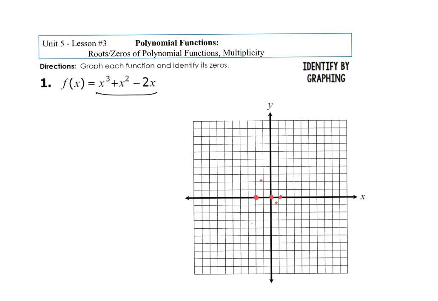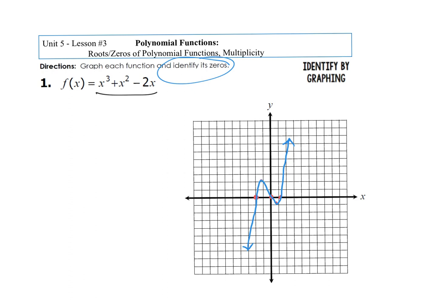I'll connect my points. I'm looking at my picture and making sure it all matches up as best as I can. Turn and go down, down, turn and go up, and up forever. Okay, pretty good. Now we've graphed it, and now it just wants me to identify the zeros.